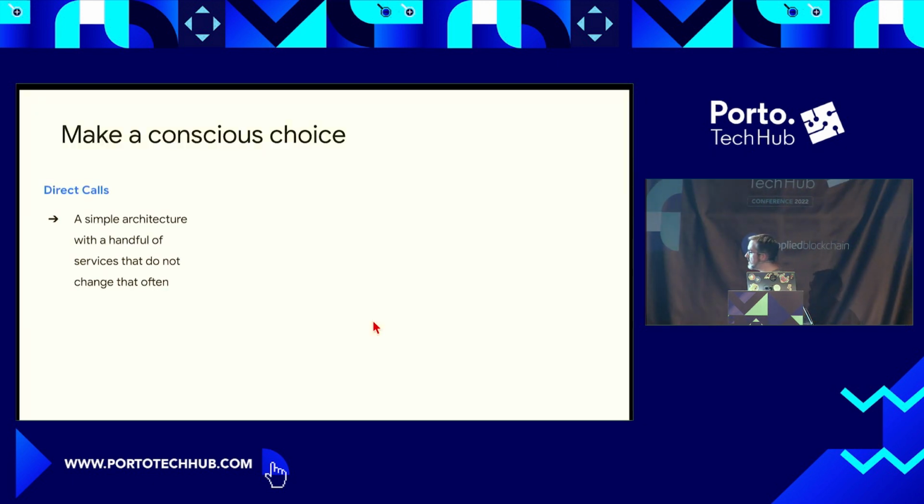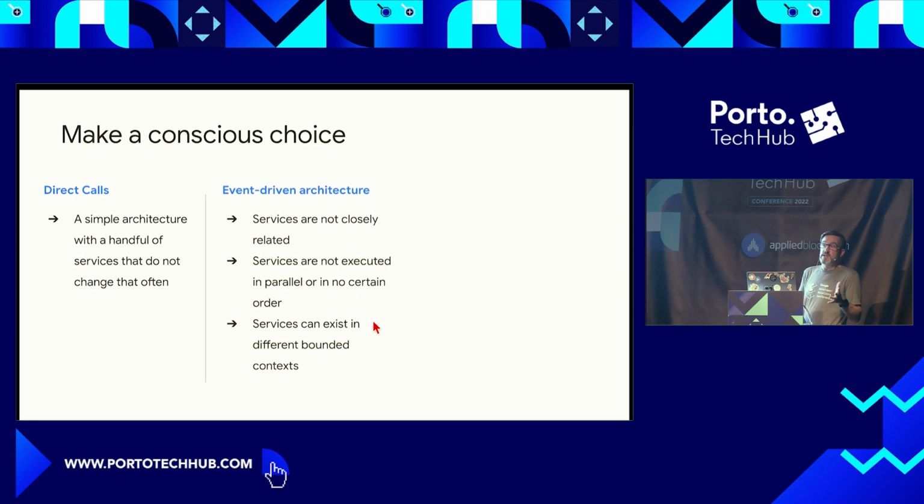So I said I would revisit the different approaches again. You have to make a conscious choice. The direct calls approach that we covered in the beginning offers a simple architecture with a handful of services that don't necessarily change often. So perhaps just doing some direct calls is fine. Or even sticking to a monolith is not bad if it's not a huge monolith. You don't necessarily need to split the monolith till you really need it. Then the actual criteria for splitting it is different between different projects.